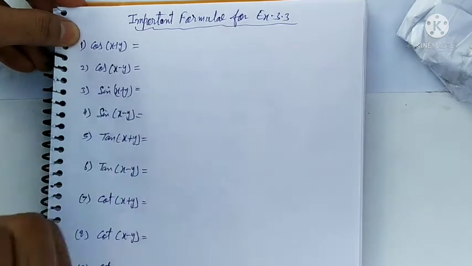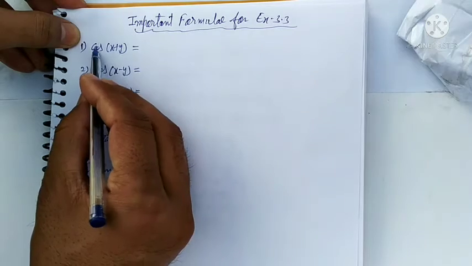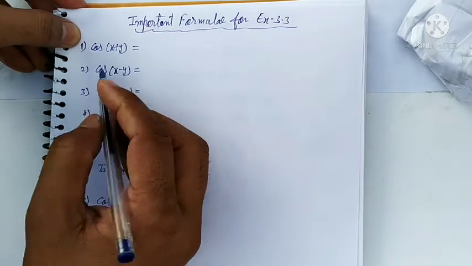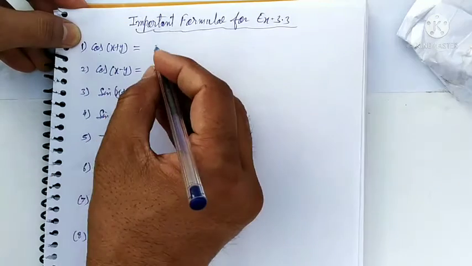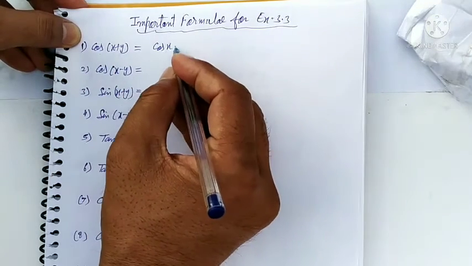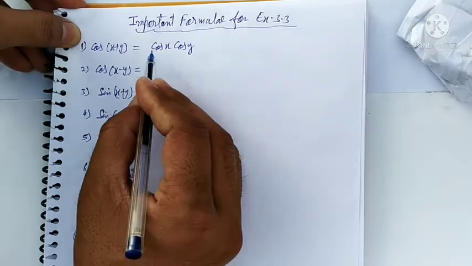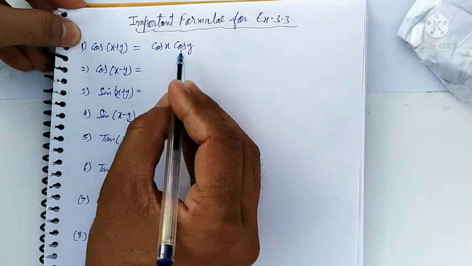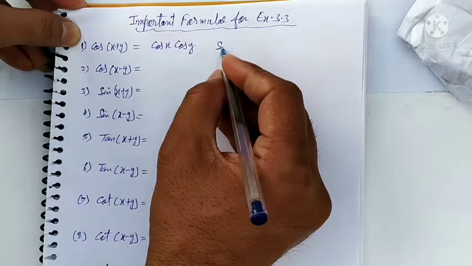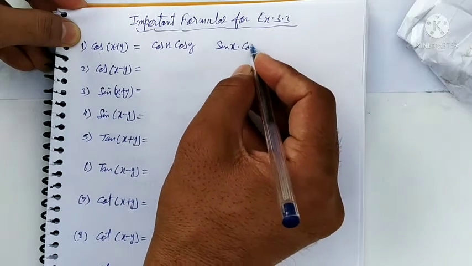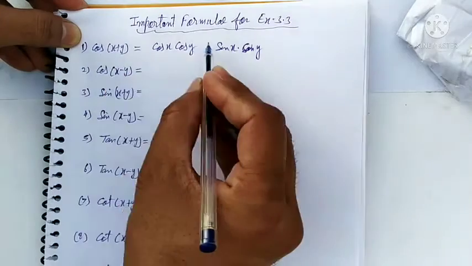First formula, cos(x plus y). How will we learn this formula? You should keep one thing in your mind, that cos is a very dangerous person. It is dominative. It always comes first. How? Like cos x into cos y. Cos says to sine, first I will come, cos x, cos y on both places. Then you will come, means then sin x and sin y. Sin x and sin y.